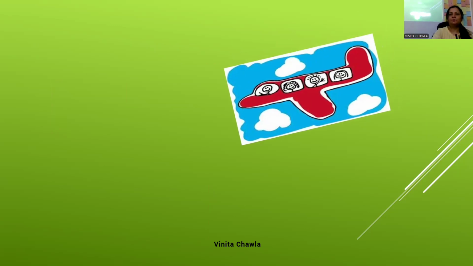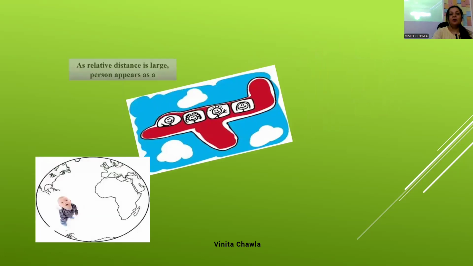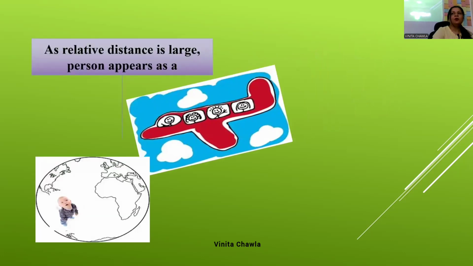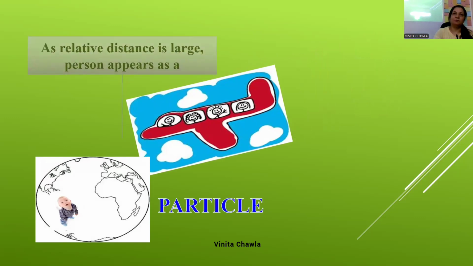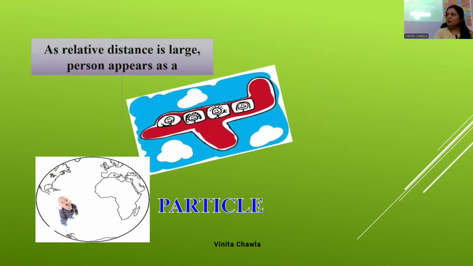Look at this aeroplane. Now we have a boy on the earth, and this boy is looking at the sky, watching this aeroplane. So in this particular case, relative distance is quite large between the boy and the aeroplane. Distance is quite large, so we can consider this boy as a particle. Okay. So if the relative distance is large, then objects are considered as particle, and if the relative distance is less, then objects are considered as body. Clear?